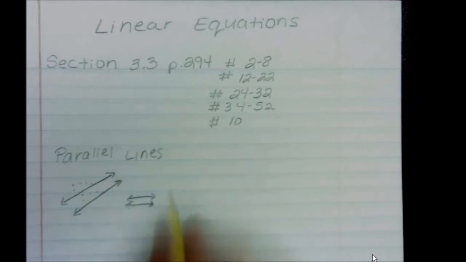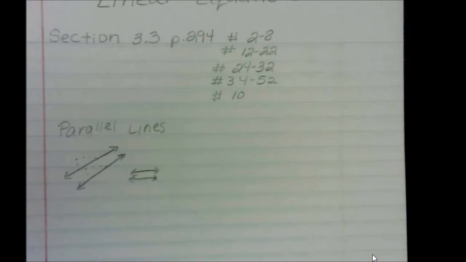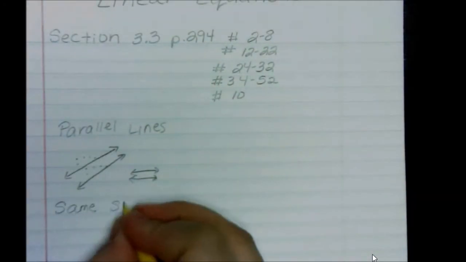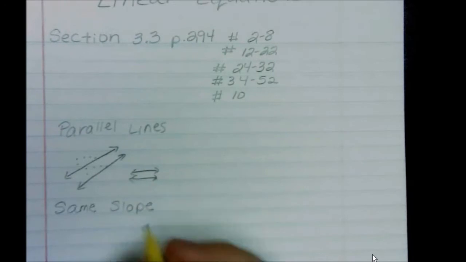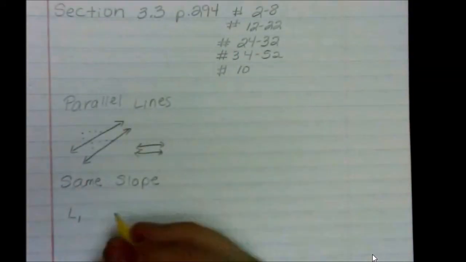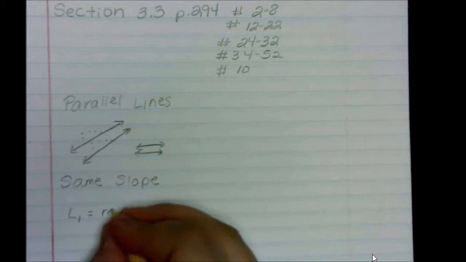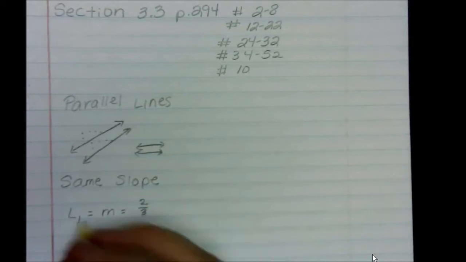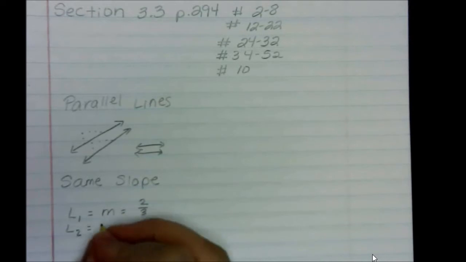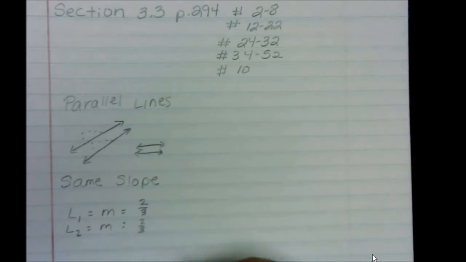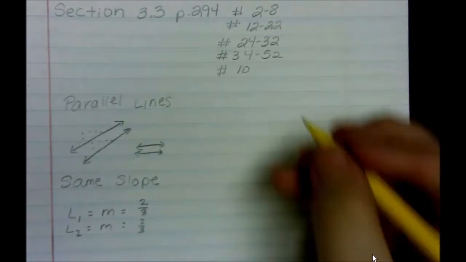So parallel lines are said to have the same slope. L1 is going to stand for line 1. If line 1 has a slope of 2 over 3, then line 2 has a slope also of 2 over 3 in order for them to be parallel.